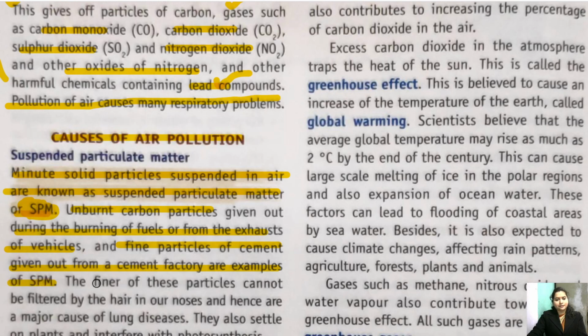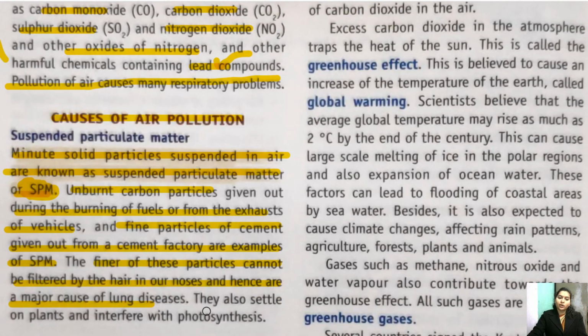Getting it? The finer of these particles cannot be filtered by hair of our noses and hence are major cause of lung diseases. They also settle on plants and interfere with photosynthesis. So this is dangerous for both, for us also and for plants also. Okay. So because they are so fine, though we can see it, but it is so fine that our hair, nostrils and mucus cannot stop it. And it directly enters in our lungs and causes blockage. Getting it? So they are called SPM.